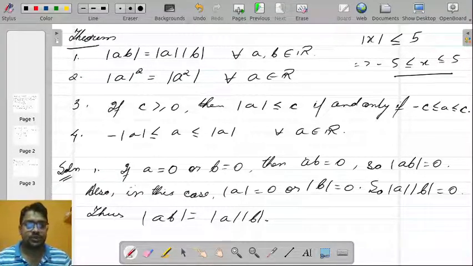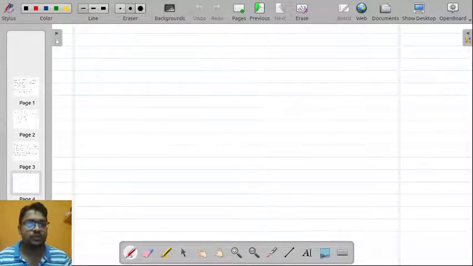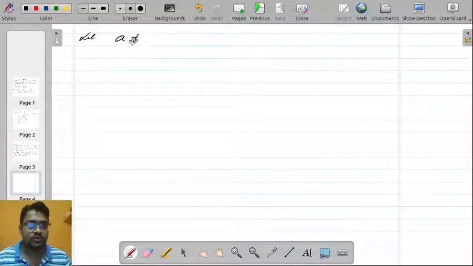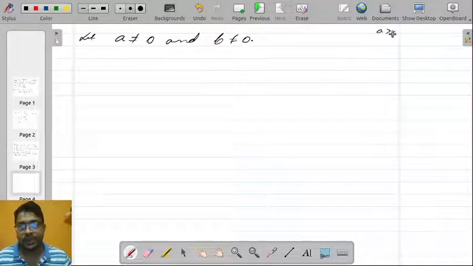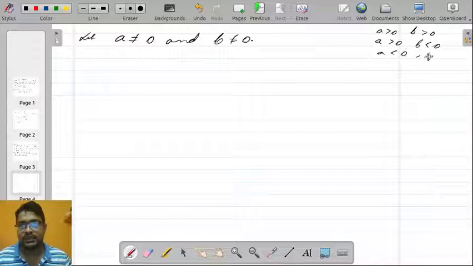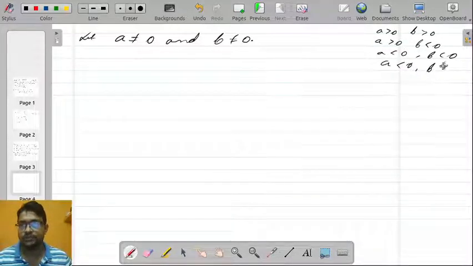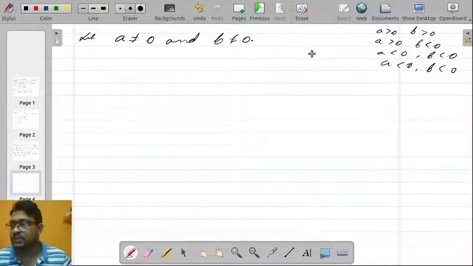So let us assume that none of them are 0. So let a not equal to 0 and b not equal to 0. So there are several cases by law of trichotomy. a can be greater than 0 and b can be greater than 0. Another case is a greater than 0, b less than 0. Another case is a less than 0, b greater than 0. And another case is both are less than 0. So we have to deal with these cases separately, right?